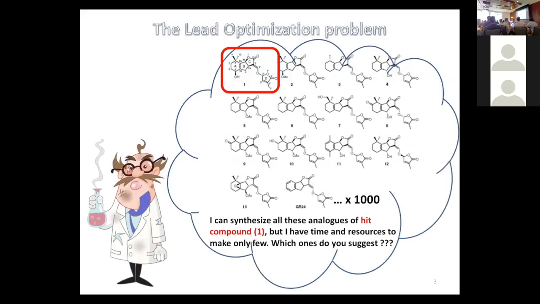So I think in D3R challenges, the problem that we have to solve pertains to the lead optimization problem, where we have a few active compounds. We go to the synthetic chemist and we ask him to synthesize analogs of these compounds. But of course, the synthetic chemist doesn't have the time or resources to do all hundreds or maybe thousands of them. So we need a method to narrow down the list.